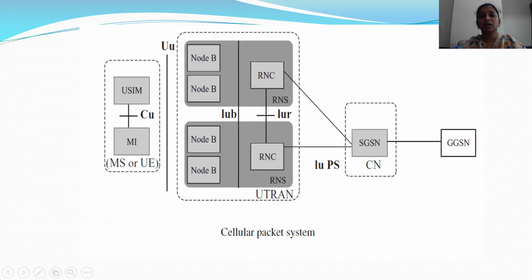So you can see here, it is having the Node B, 2 Node Bs, the RNS, this type of RNS, many RNS you can have. We are calling that RNC and Node B combination as UTRAN. Okay, mobile station, UTRAN, SGSN and GGSN. These are the packet switching system.